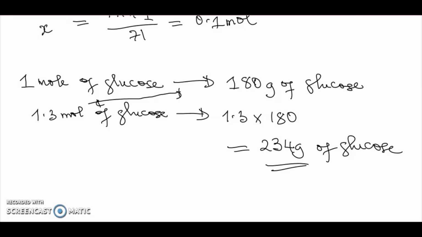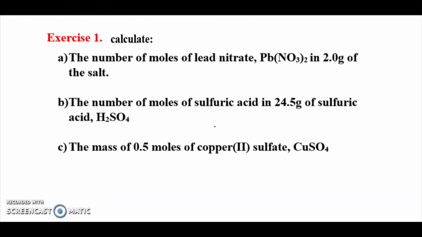Now let's go to the exercises. Okay, so go ahead, pause the video and try these exercises. Calculate, we have the first case, the number of moles of lead nitrate in 2.0 grams of the salt. B, the number of moles of sulfuric acid in 24.5 grams of sulfuric acid. And C, the mass of 0.5 mole of copper(II) sulfate. So pause the video and try these exercises.